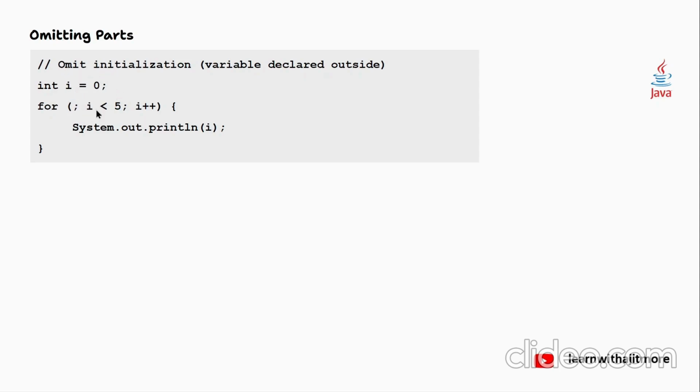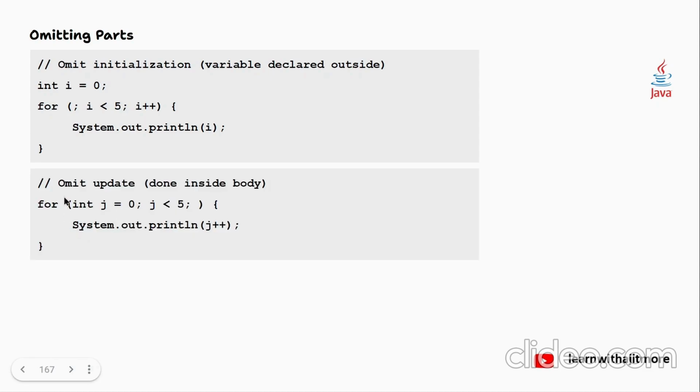So i equal to 0. Now directly come here and check. Is 0 less than 5? Yes. Print 0. Make it 1. Like that. So 0, 1, 2, 3, 4. Till 4 it will print. Then make it 5. 5 less than 5? No. False. For loop will stop.